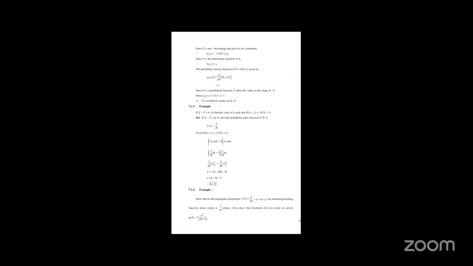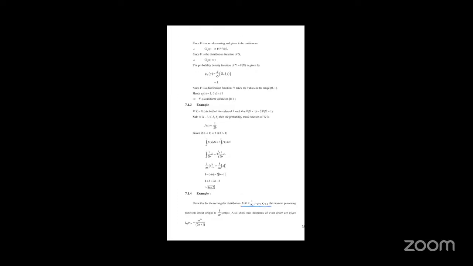Next, coming to the other example: show that for the rectangular distribution, f of x is equal to 1 by 2a, with x having the interval minus a to a, the moment generating function about the origin is 1 by at sinh at. Also, the moments of even order, like even means 2, 4, and so on, are given as mu 2n is equal to a power 2n by 2n plus 1. So this is given.